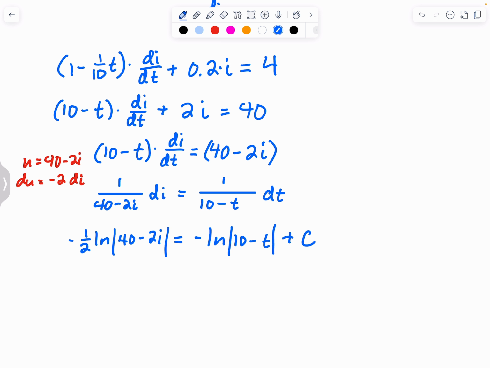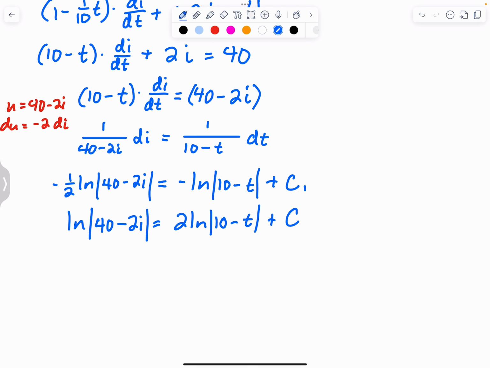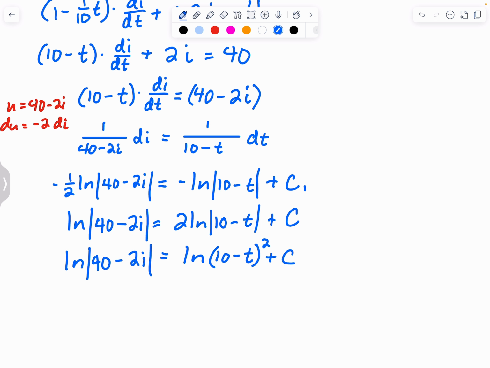All right, the powers need to be taken care of. I don't really want to deal with the half because if I take that up, it's going to be a square root. So I'm going to multiply everything by negative 2. So I get ln of 40 minus 2i, the negative 2 cancels with the half. Negative with the ln, but now I introduced a 2 to this. And then this constant, we could call it c1, and when I multiply it by 2, it's going to become c. I don't want to do a 2c1, there's no reason to hold that there. Okay, now I can bring that exponent up, the 2. So this becomes ln of 10 minus t squared plus c.